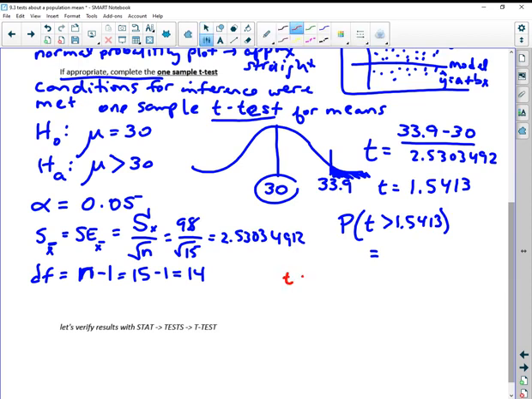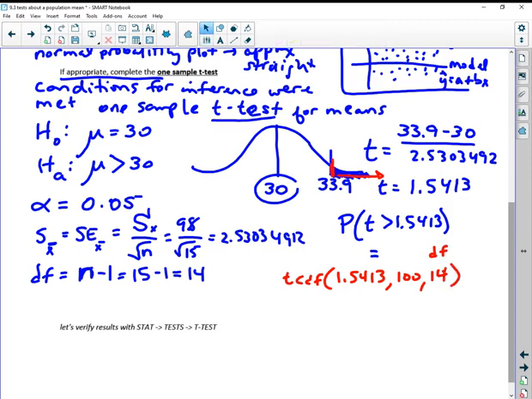Now you wouldn't write this on your AP test, but I'm basically going to be doing tcdf. I need, here's my left, 1.5413, and some really big value for my right. That's huge. 10 would have been big enough. And then the degrees of freedom go right here. So that tells the calculator how to fit that curve.